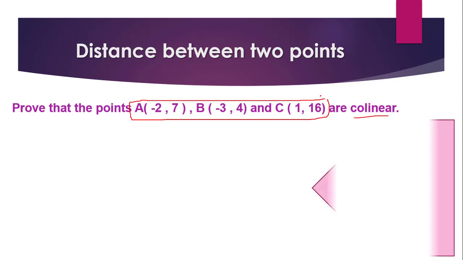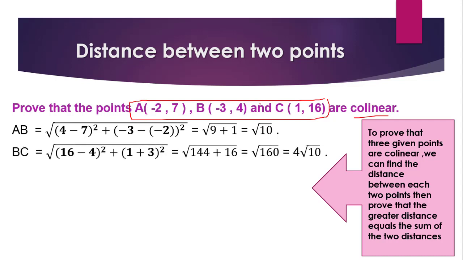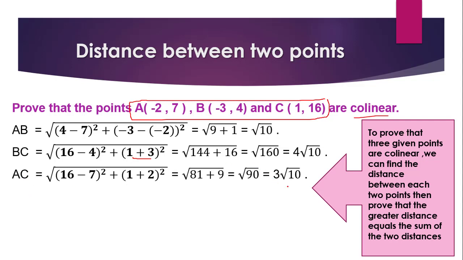So let's begin. Here, for example, we have AB. If you calculate the length AB, you have the square root of 4 minus 7 all power 2 plus negative 3 minus negative 2 all power 2. It will be root 10. Then BC, we have 16 minus 4 all power 2, and here we have 1 plus negative 1 minus negative 3, it means 1 plus 3, because negative negative is positive, all power 2, then under the root it will be 4 root 10. If you calculate AC, it will be 3 root 10. So here I have 10 root 10 and 4 root 10 and 3 root 10.